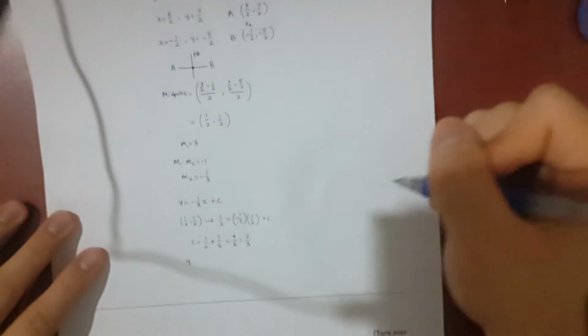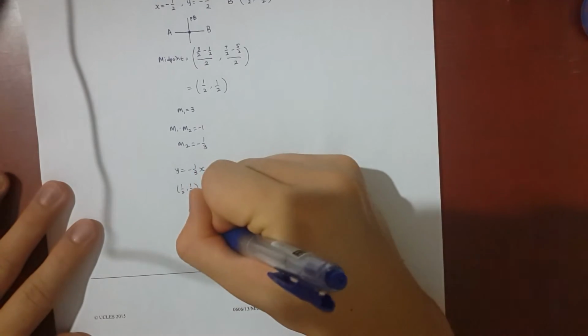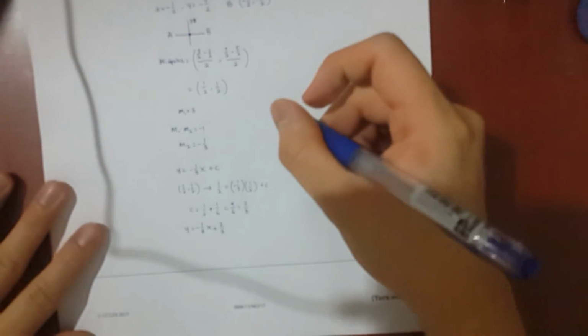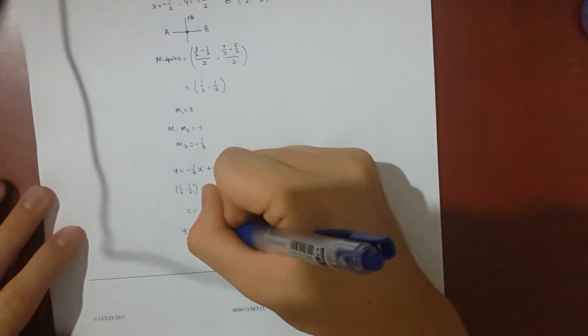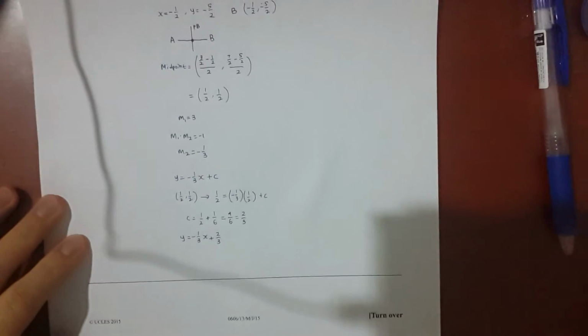So y equals negative 1 over 3x plus 2 over 3. So this is the equation of the perpendicular bisector AB. So we need to check it with the marking scheme.